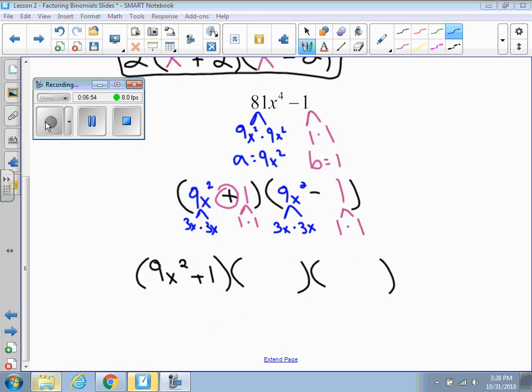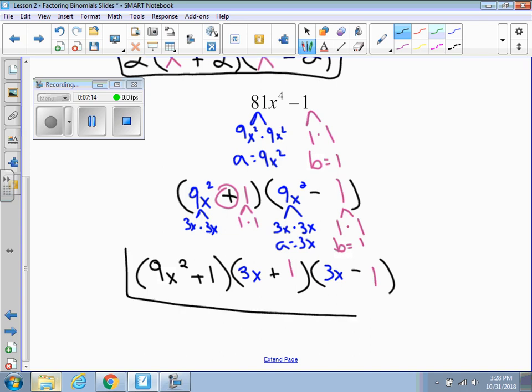However, in our next one, we can break that down because we have an a value of 3x, and we have a b value of 1, and it's a difference. So how does it go? A, B, one's a plus and one's a minus. And now this is fully factored.